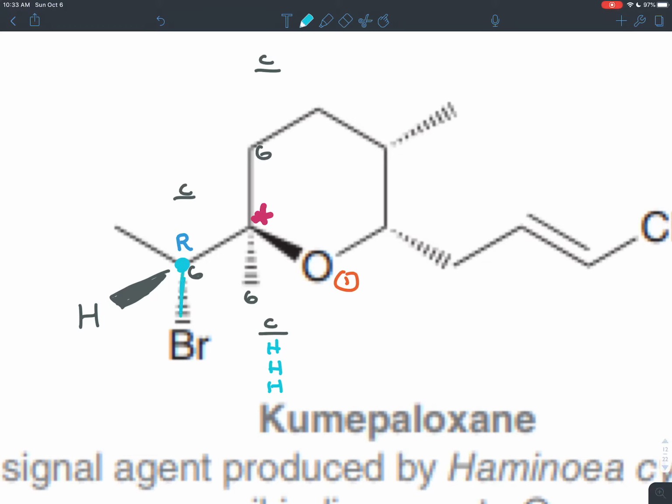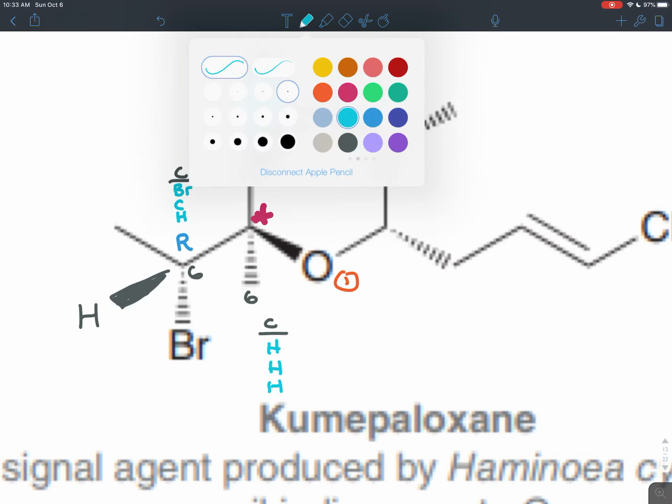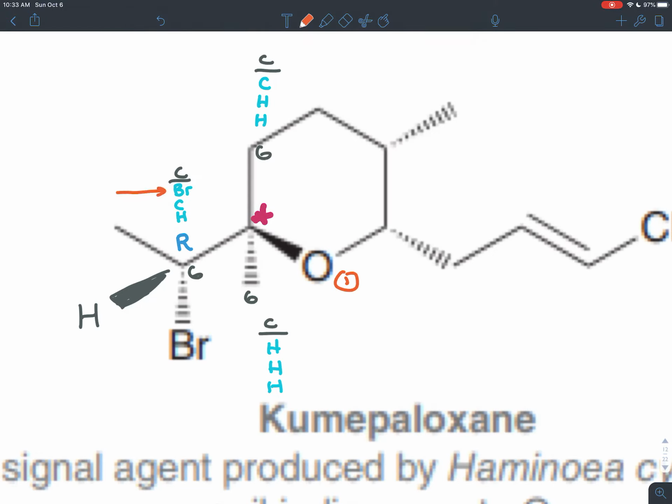To the left, going away from the chiral center, this carbon is bonded to a bromine, a carbon, and a hydrogen. So bromine has the highest atomic number of those, then carbon, then hydrogen. And then the carbon at the top, going away from the chiral center, is bonded to a carbon and 2 implied hydrogens. So now we can compare these.